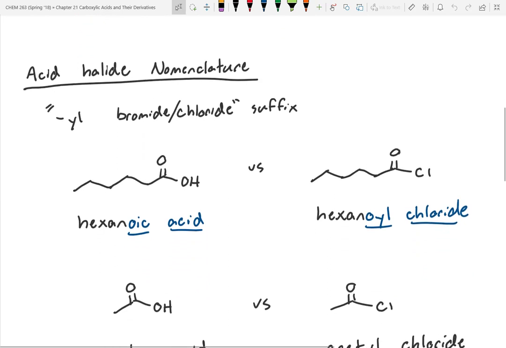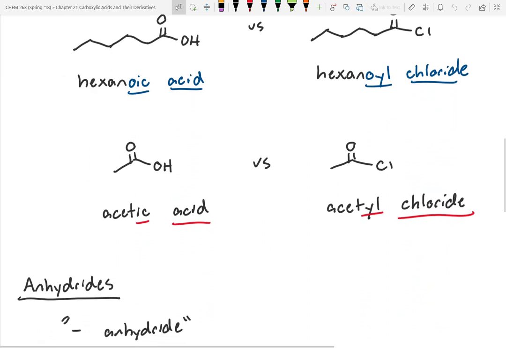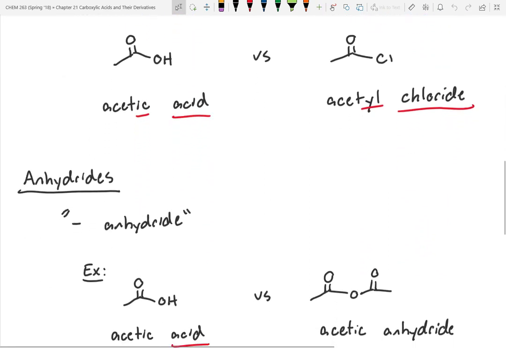We said the best way to do this is to draw out the corresponding acid, so swap out the halogen for an OH, name the carboxylic acid, and then swap out the suffix for a yl, bromide, or chloride. So the example we had was hexanoyl chloride. Same thing with acetic acid. We popped off the ic acid and changed it to acetyl chloride.